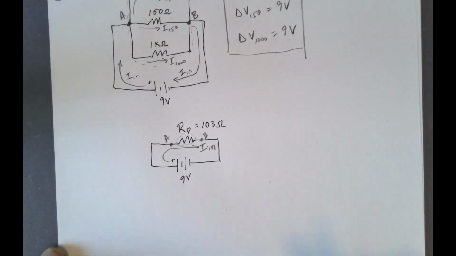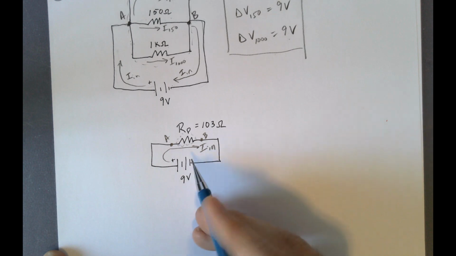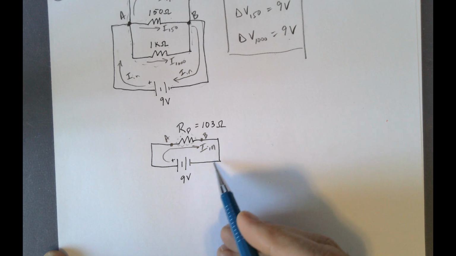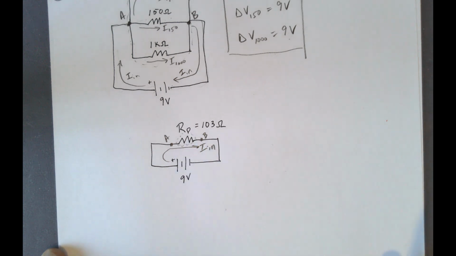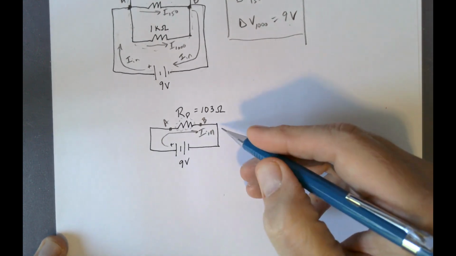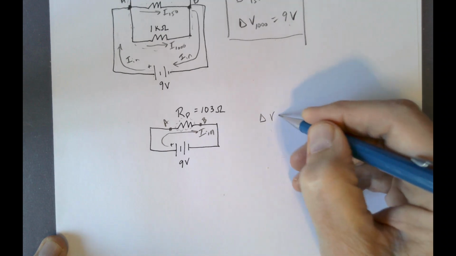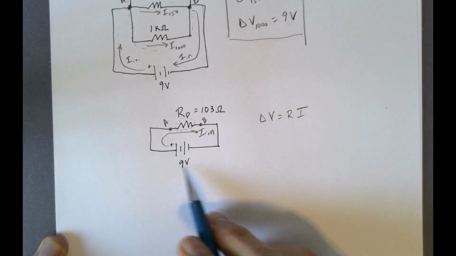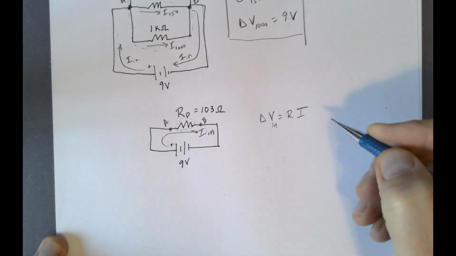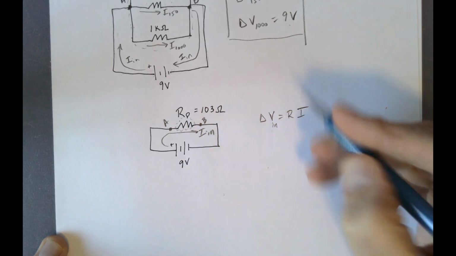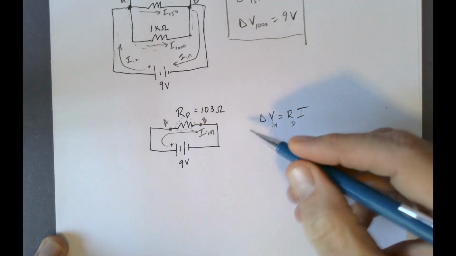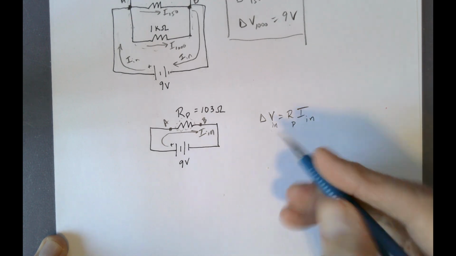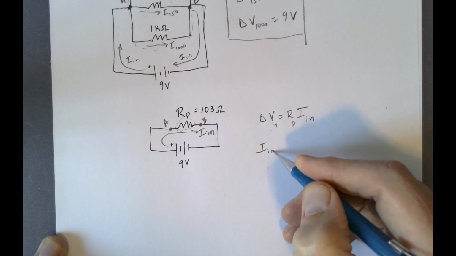Okay, and so the voltage drop across this is 9 volts, and the current going into A is the same as the current going out of B. We're going to call that IN. And now we're just down to Ohm's law, which says the voltage drop is equal to RI. More specifically, the voltage drop coming into the circuit is equal to the equivalent resistance in parallel, RP, times IN. And what we're looking for is IN, so let's solve for that.